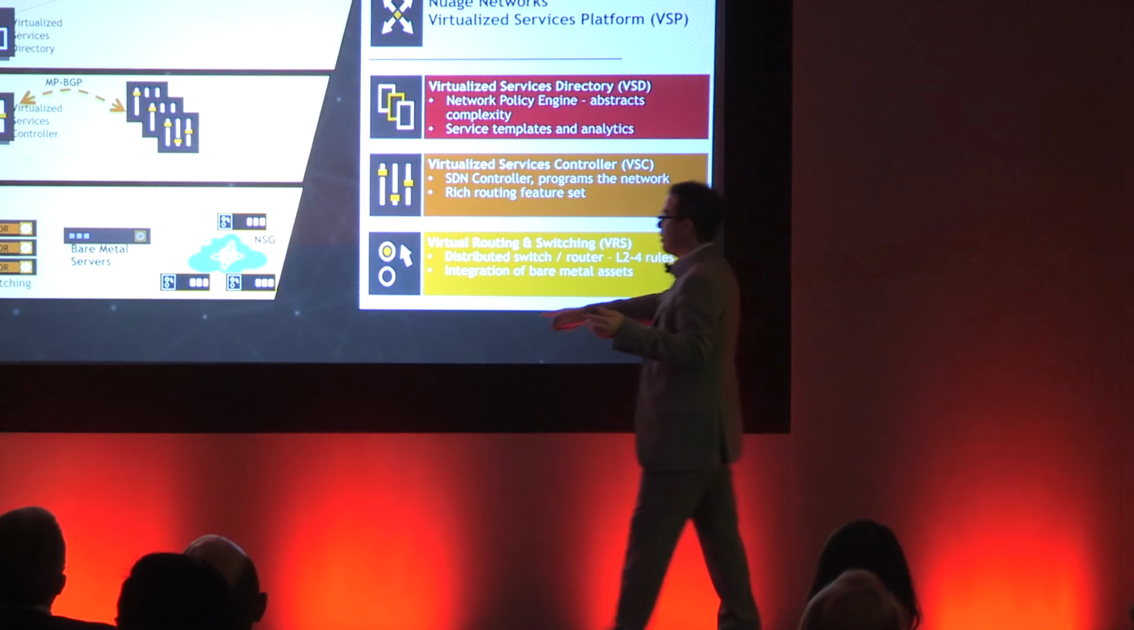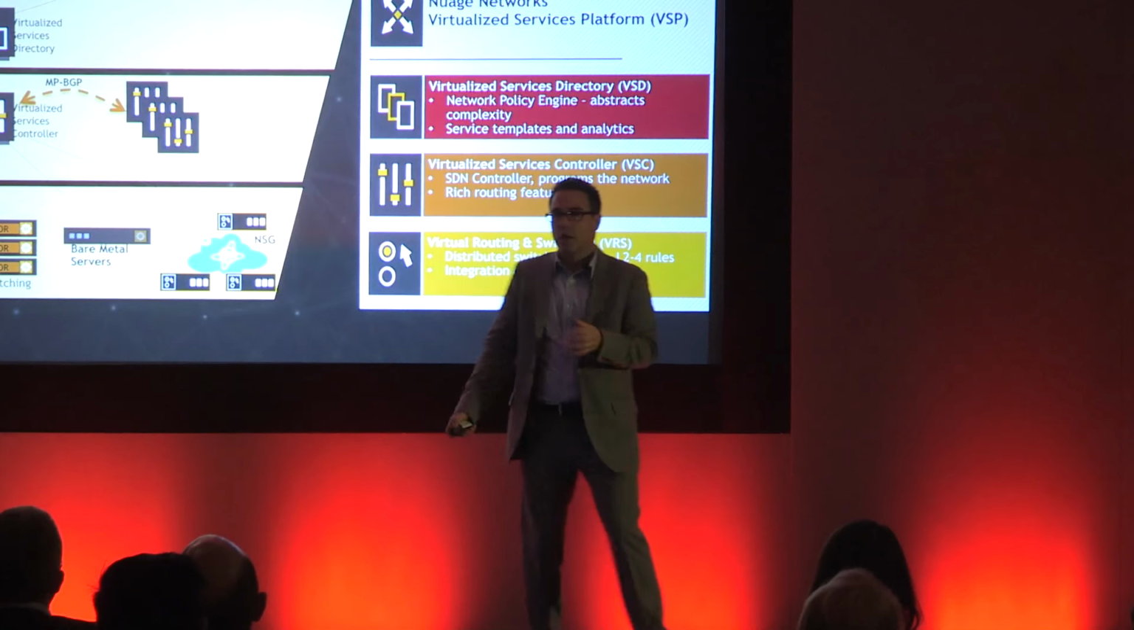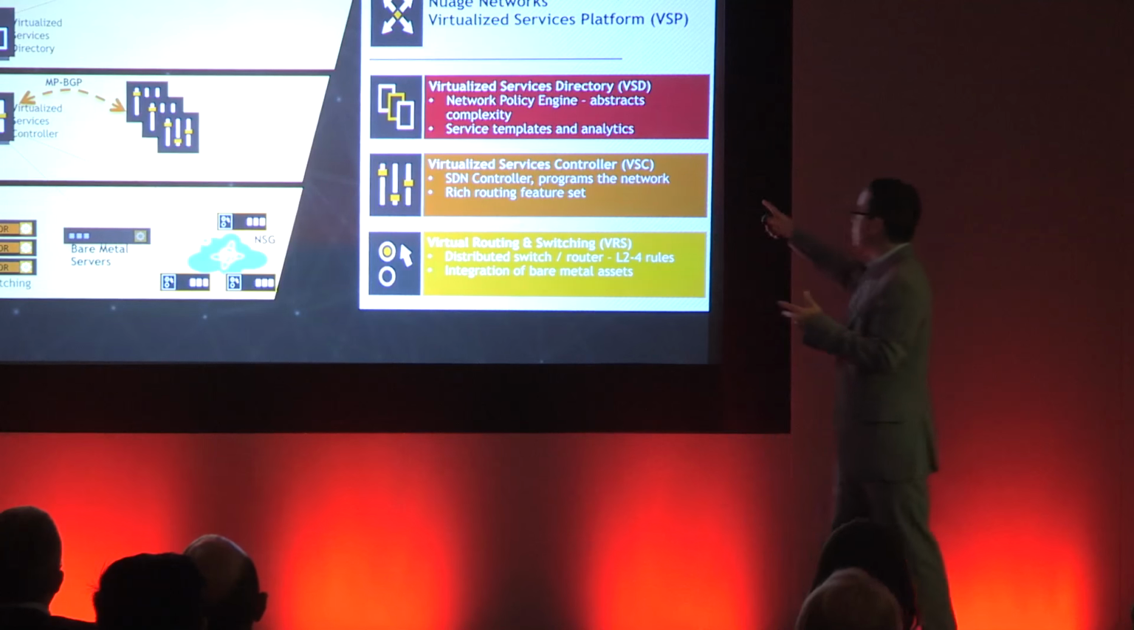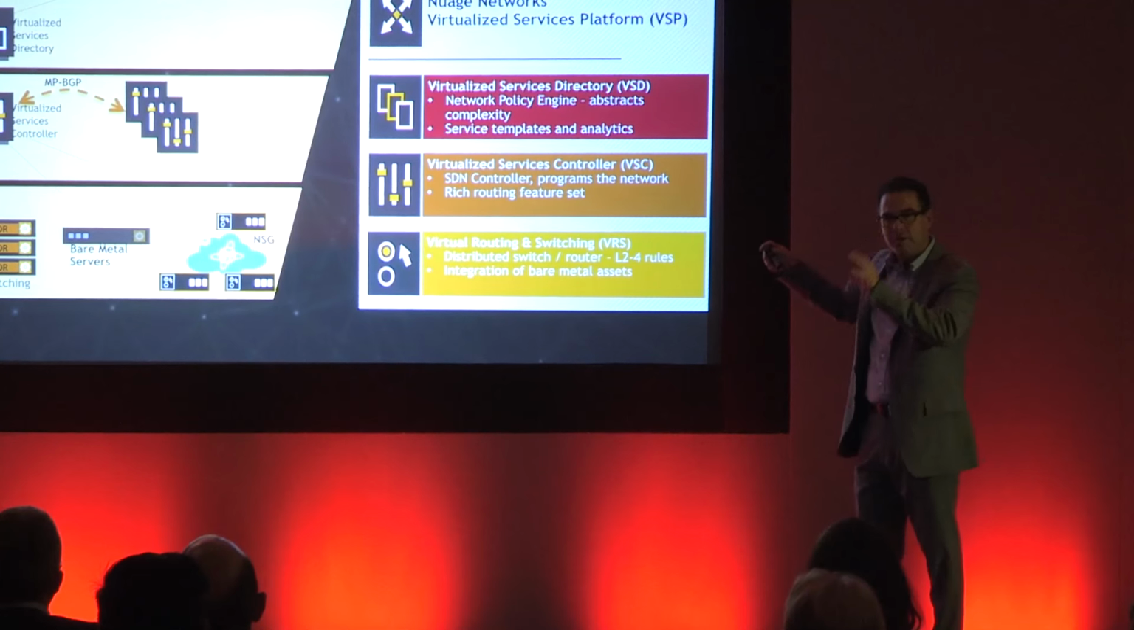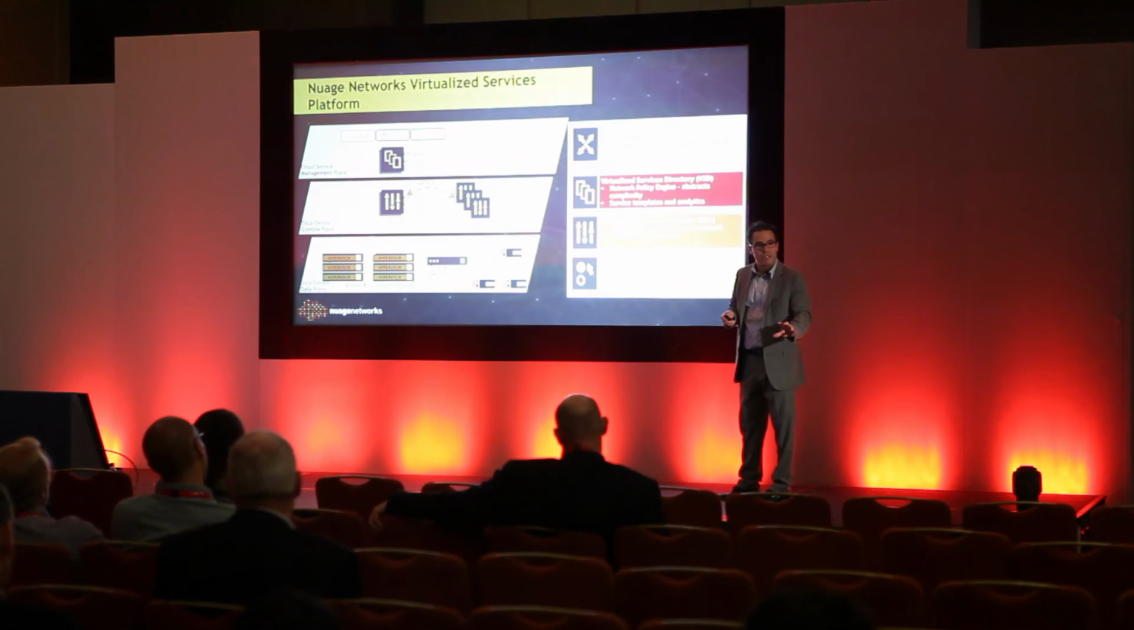And finally, I mentioned the NSG, which is really our branch office connectivity. So three virtual appliances. We have the VSD, which defines the policies, the VSC, which is the SDN controller, and the VRS, which is the virtual switches, right?